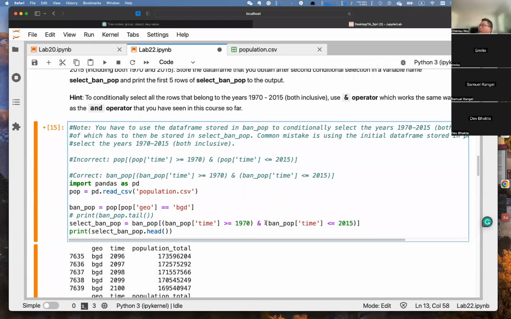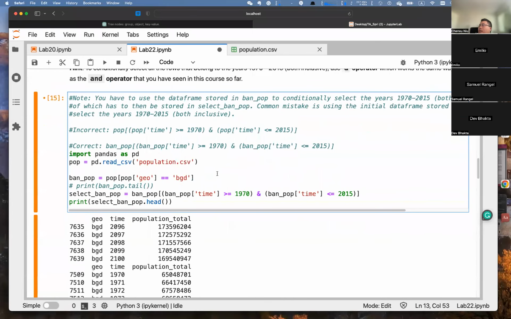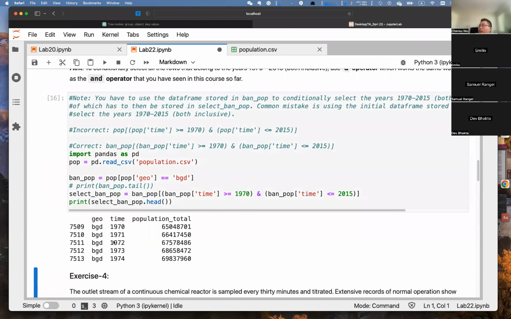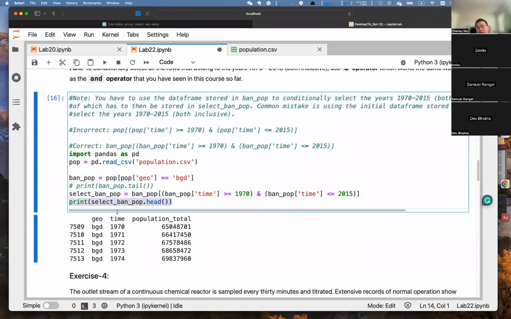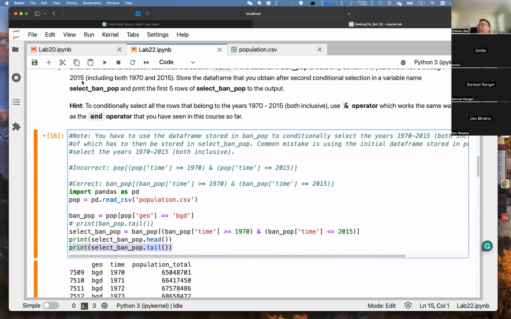And please make sure you use operators. You can use these operators or just use and. Okay. So it's the same. And run again, you see this is the first two, first cell, first, and then you show tail. So because you have done the selection, if you print out the head, the first 5 rows of the data frame, the first one would be 1970, right? And if you print out the tail, the last one would be 2015, right?